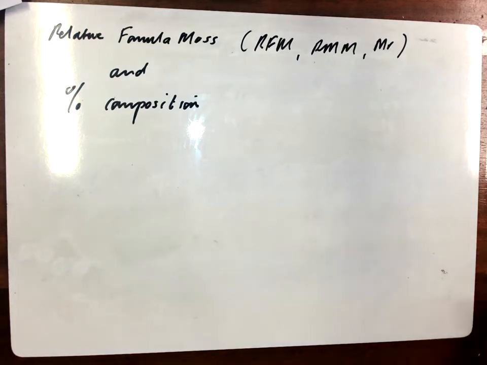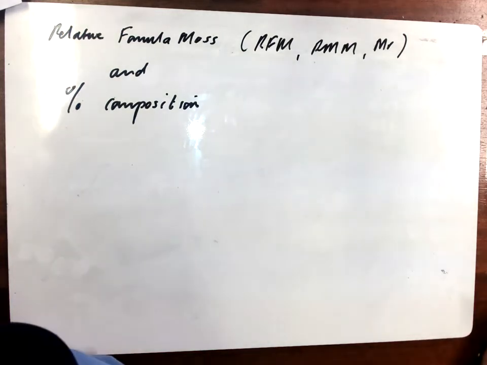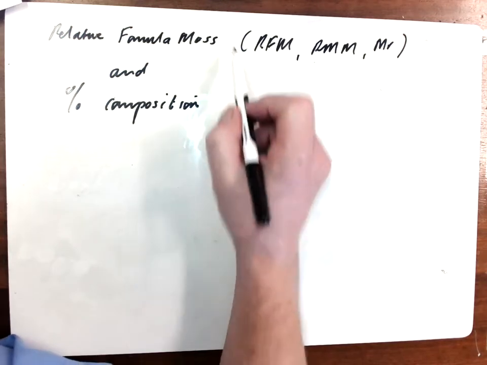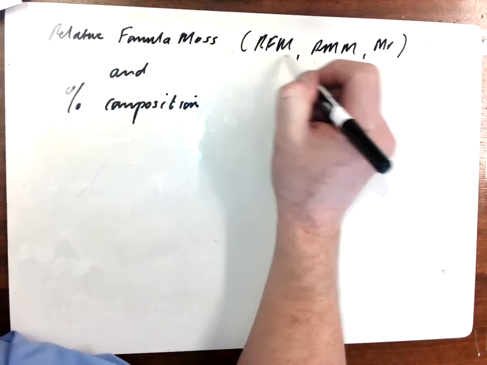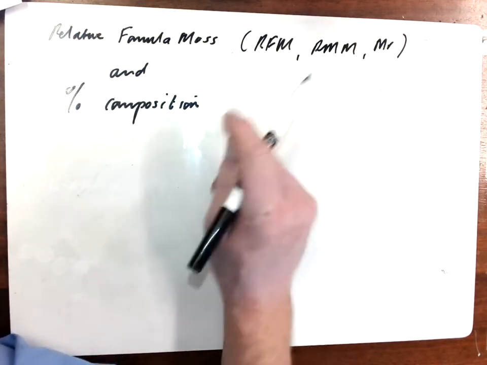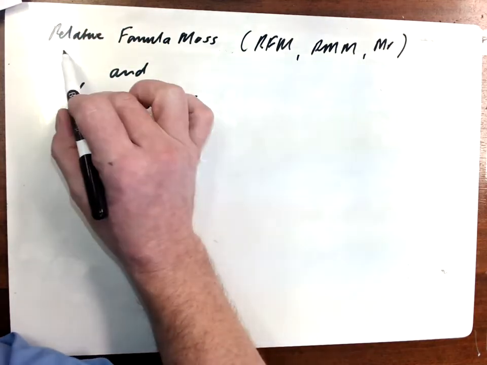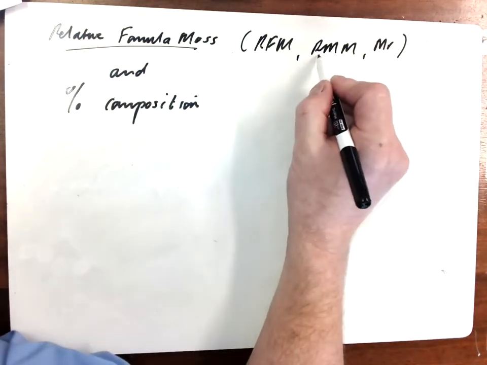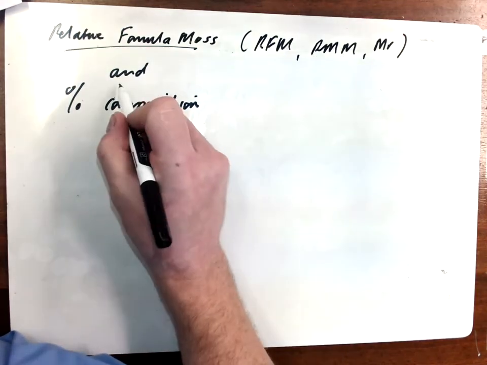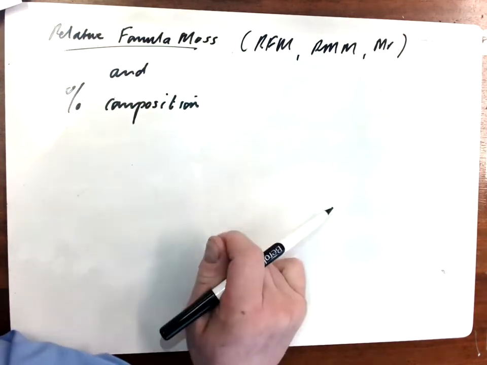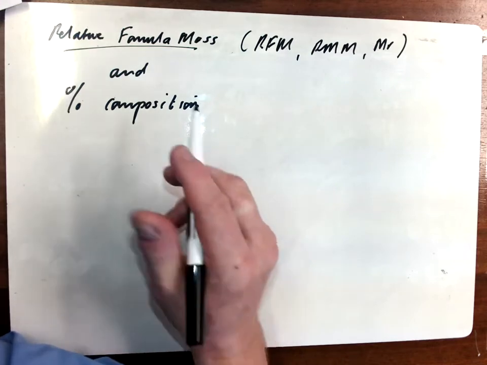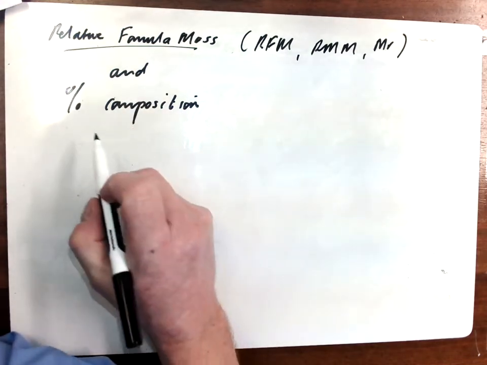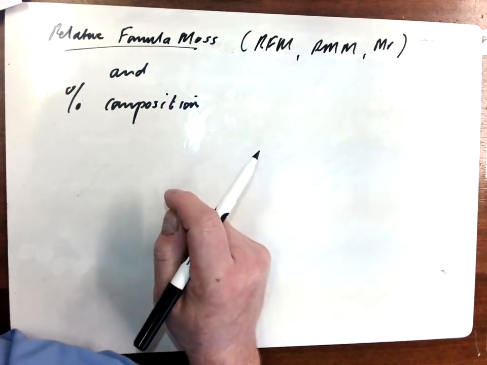Okay guys, I'm going to look at a short video on how to calculate relative formula mass. It is sometimes abbreviated RFM, RMM or RMR. Those three terms you need to be aware of, and at GCSE they all pretty much mean the same. RMM refers to relative molecular mass, but we use them pretty much interchangeably at GCSE. We're also going to talk about percentage composition slightly later in the video.